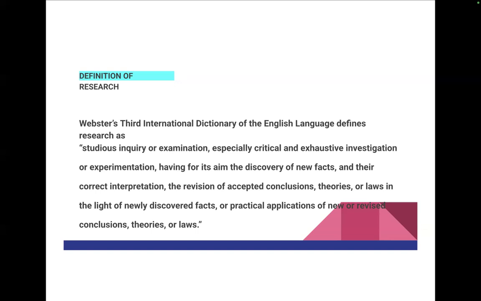First, you have to study this particular theorem in detail. Then you need to find out that yes, these are the things that were not considered while proposing this theorem. And if we consider these conditions, then that theorem may not be universally applicable. And thereby, you will propose a modified version of Newton's theorem. So that is research. Webster's Third International Dictionary of the English Language defines research.